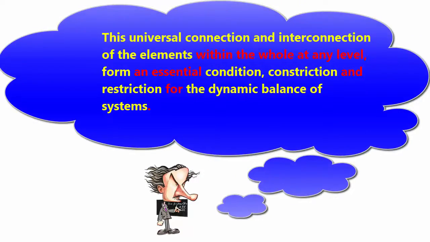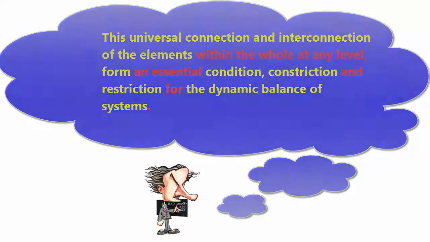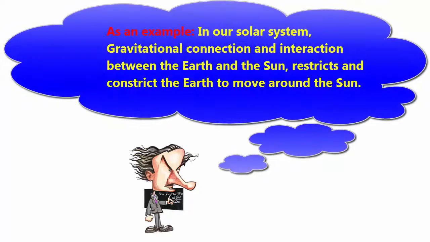This universal connection and interconnection of the elements, within the whole at any level, form an essential condition, constriction and restriction, for the dynamic balance of systems. As an example, in our solar system, gravitational connection and interaction between the Earth and the Sun restricts and constricts the Earth to move around the Sun.